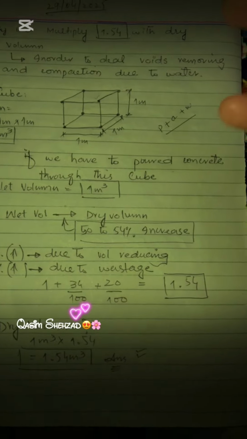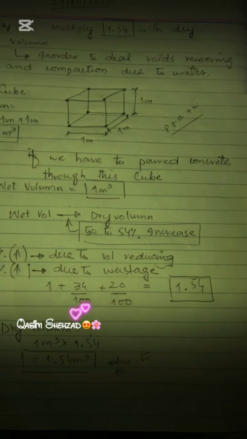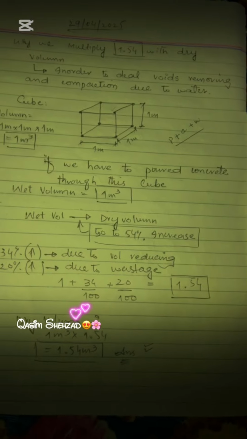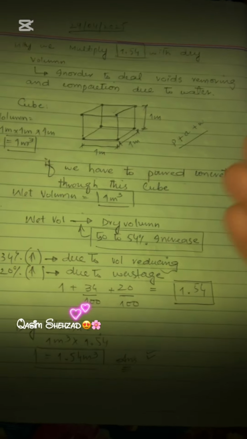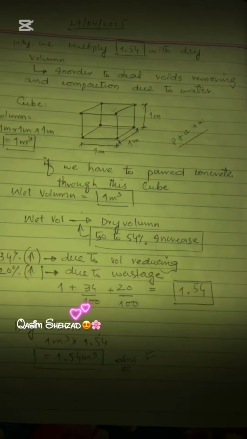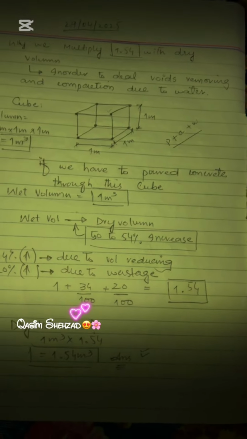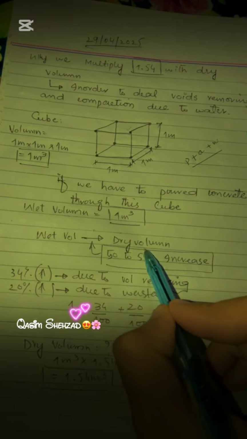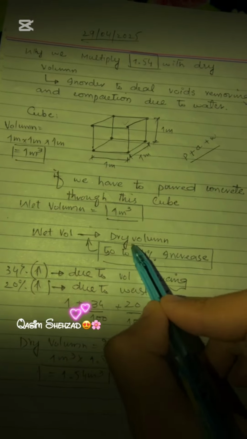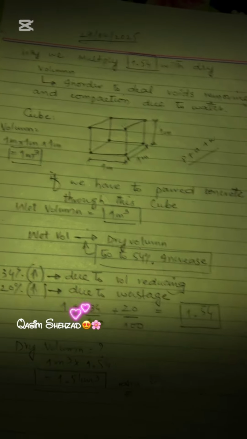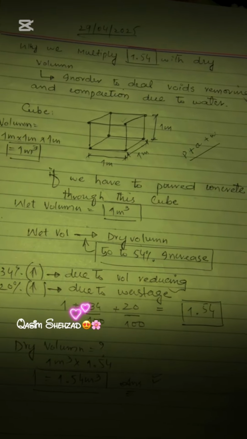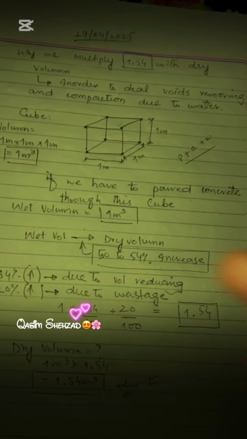And there is also the compaction factor, because water can compact the material. If we have to pour concrete into this cube, and this cube has a volume of 1 meter cube, this is wet volume, and we require wet volume because we are making concrete and it should be wet. So if we make wet volume from a dry volume, how much dry volume should we collect? We should collect 50 to 54% more dry volume as compared to wet volume.